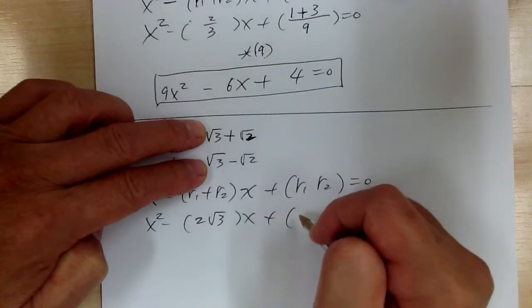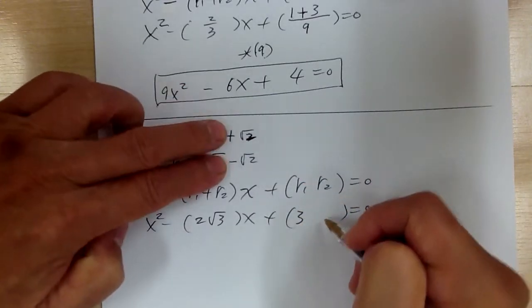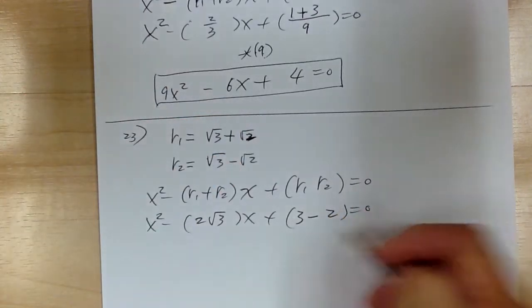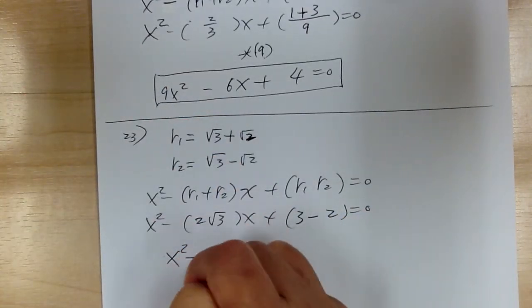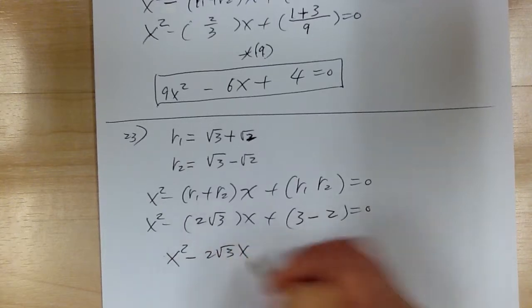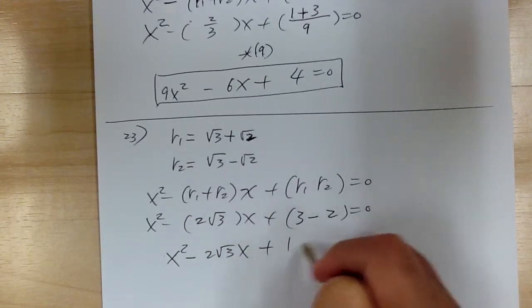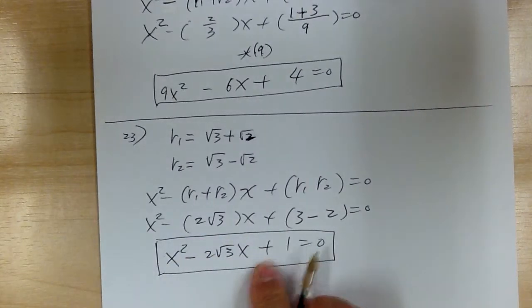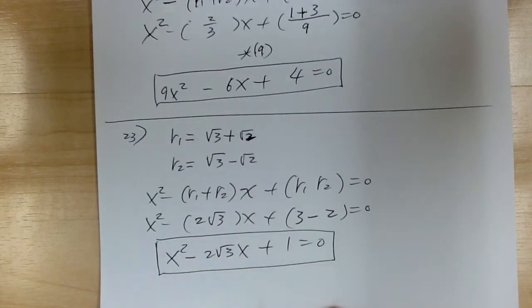So square root of 3 times square root of 3 is 3. Plus times minus is minus. Square root of 2 times square root of 2 is 2. So this one you simplify, you get plus 1. So that's what you get. Okay, so you get x squared minus 2 square root of 3x plus 1 equal to 0. Okay, let's go to 25.